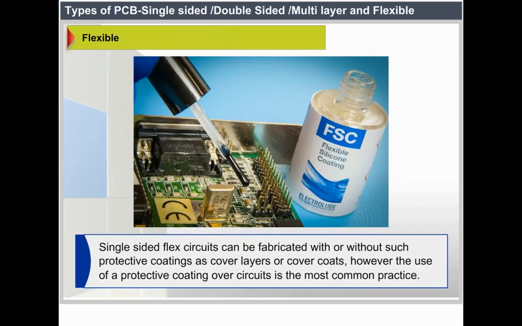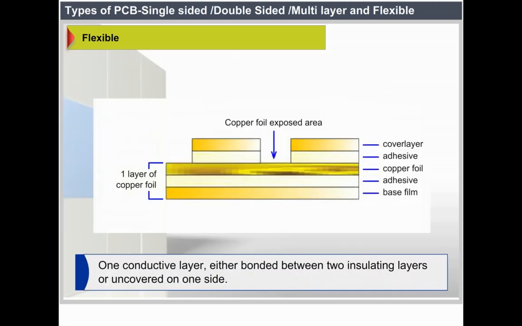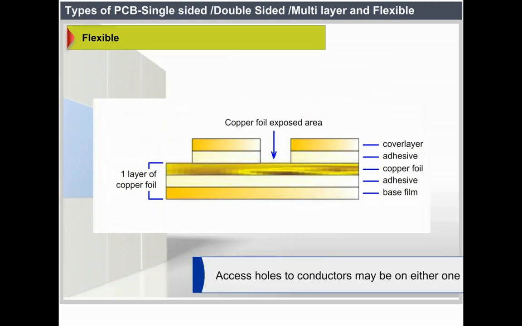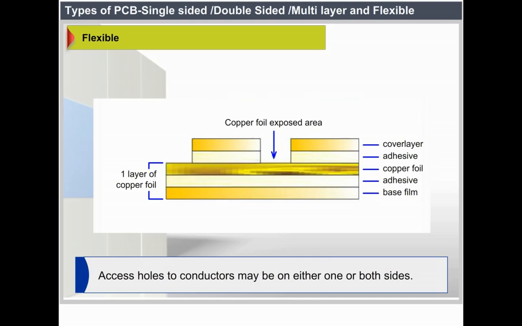Single-sided flex circuits can be fabricated with or without such protective coatings as cover layers or cover coats. However, the use of protective coating over the circuits is the most common practice. One conductive layer, either bonded between two insulating layers or uncovered on one side. Access holes to conductors may be on either one or both sides.